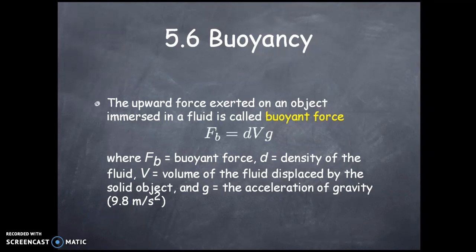And since it is a force, it will have the same units as newtons to measure the buoyant force, and d here is the density, and V is the volume of the fluid displaced by the solid object. So whenever you try to immerse an object into a fluid, however much water is displaced, that is the volume we consider here. And g is the acceleration of gravity, which is 9.8 meters per second squared.